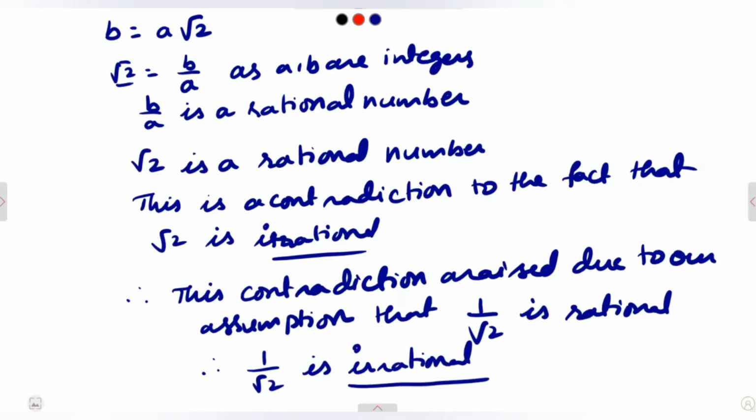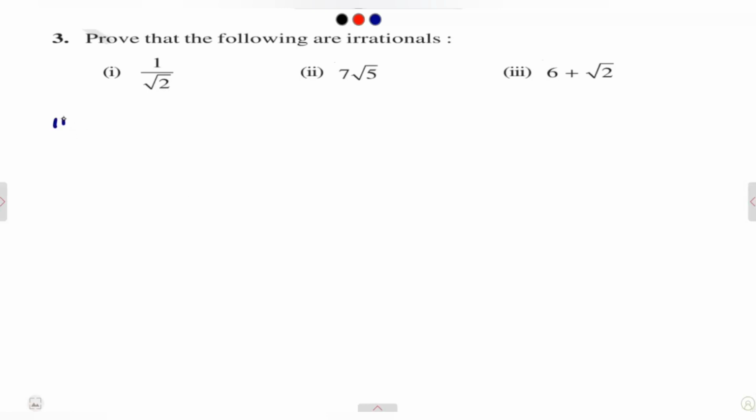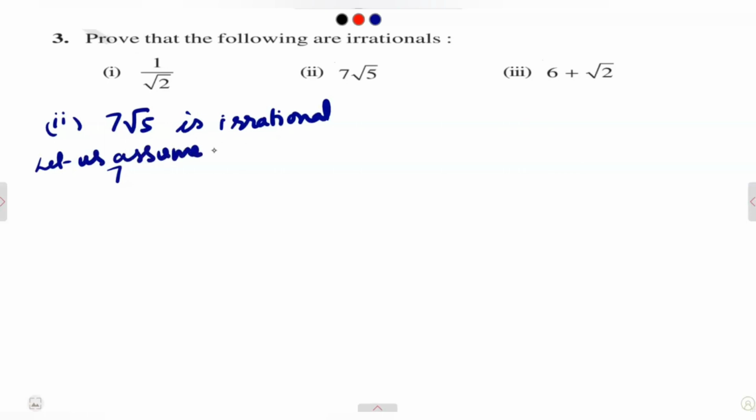Let's see the second question. Now let us see the second one. 7 root 5 is irrational. You need to prove that 7 root 5 is irrational. Again, in contrary to that, we will assume that 7 root 5 is a rational number. Let us think of it as rational.